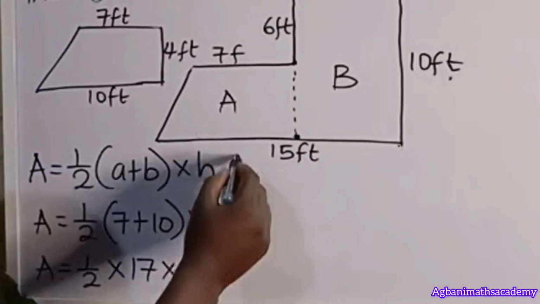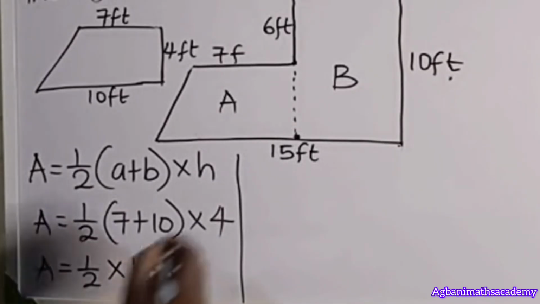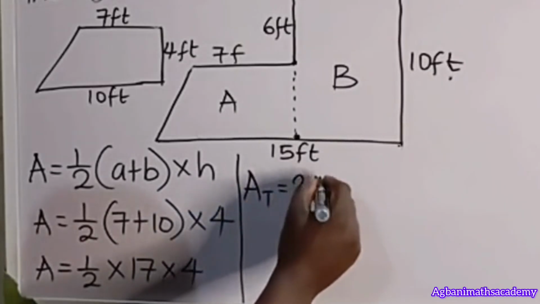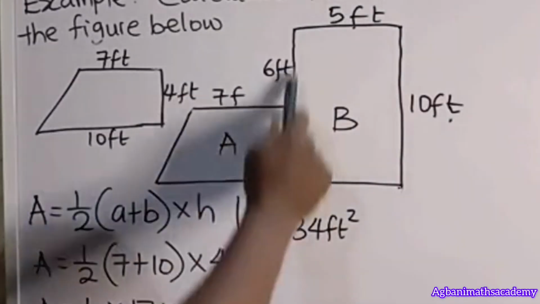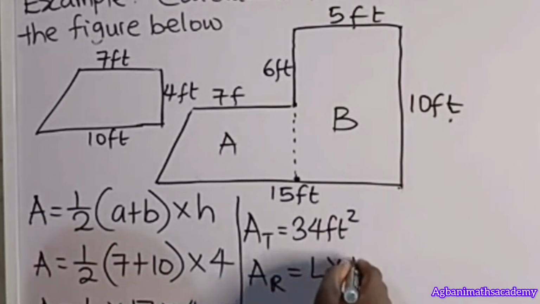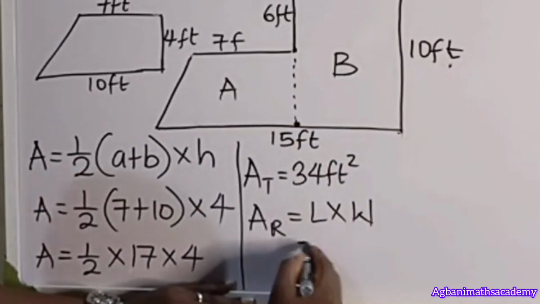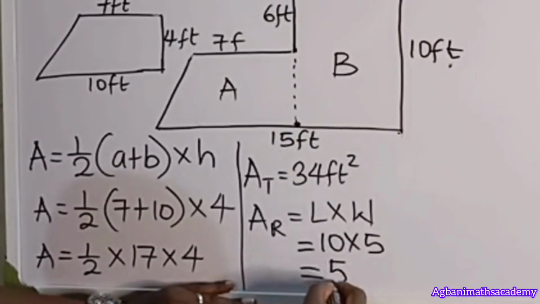So half times 17 times 4, what are we going to get? 34, correct. So area of the trapezium is equal to 34 square feet. Now we calculate the area of the rectangle. The length is 10, the width is 5, which gives us 50 square feet.